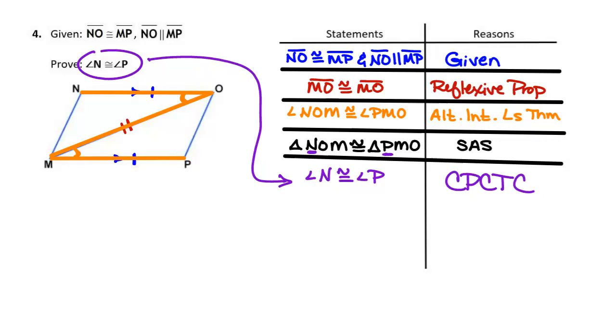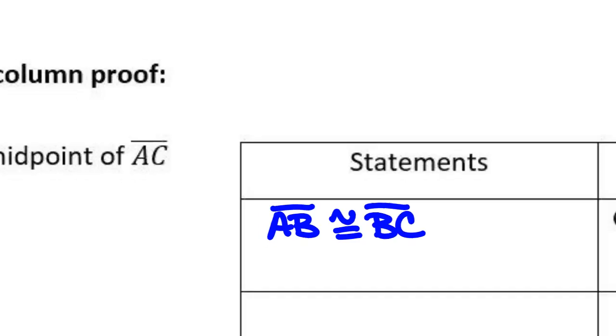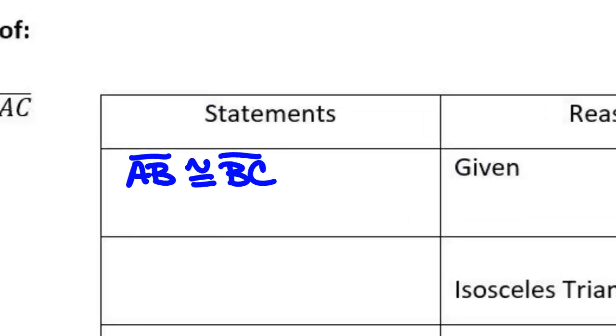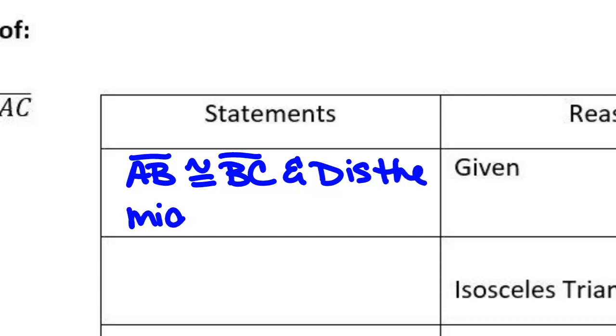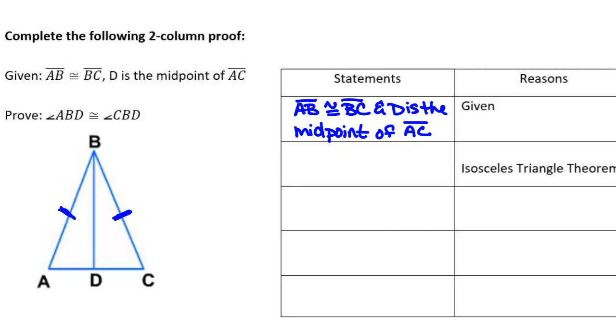All right, let's do one last proof, and that will finish out our notes. Number 5. What should I put in that first statement box? It already tells me my reason is given. AB is congruent to BC, so I'm going to mark that on my picture. AB congruent to BC. Anything else? And D is the midpoint of AC. They tell me my next reason is isosceles triangle theorem.